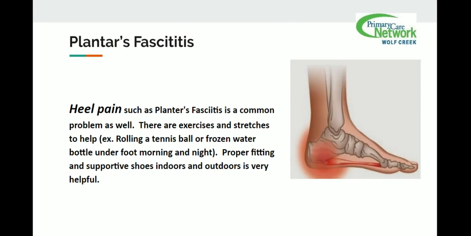Now, plantar fasciitis. Plantar fasciitis is heel pain, and it's a common problem as well. There are some exercises and stretches to help. For example, you can roll a tennis ball under the foot or a frozen water bottle under the foot every morning and night. And definitely you need properly fitted and supportive shoes indoors and outdoors. Okay, that will help a lot when you have plantar fasciitis.